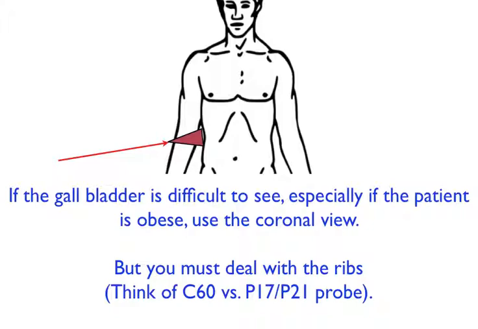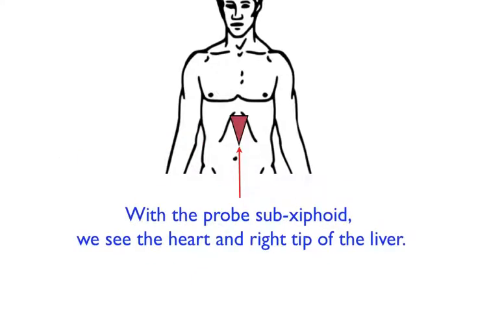Now, when you go to the coronal view, you really need to think about what probes you want to use. I happen to prefer phased array probes for the gallbladder. Many people prefer the C60 probe, the curvilinear probe. But when it comes to doing a coronal view, you're going between the ribs. So the curvilinear probe has a larger footprint and may not fit between the ribs as well. So many people would prefer at this point to switch to the phased array probe, which can more easily fit between the ribs. Your choice, but just remember you have to deal with the ribs if you go to the coronal view. So first we'll start off with a subxiphoid view.